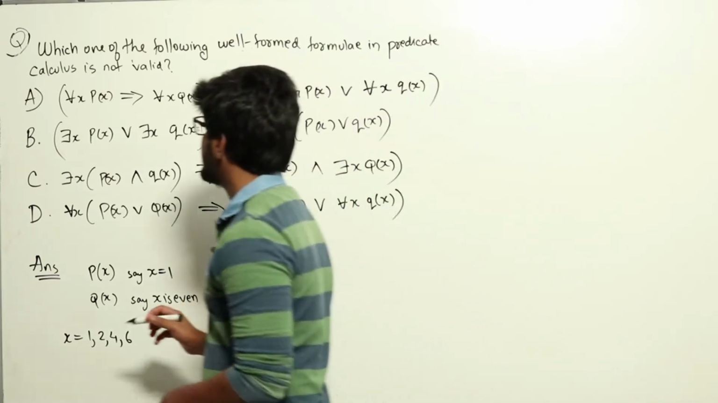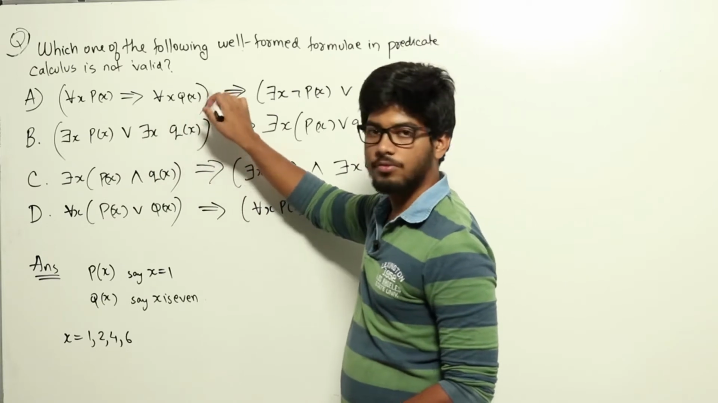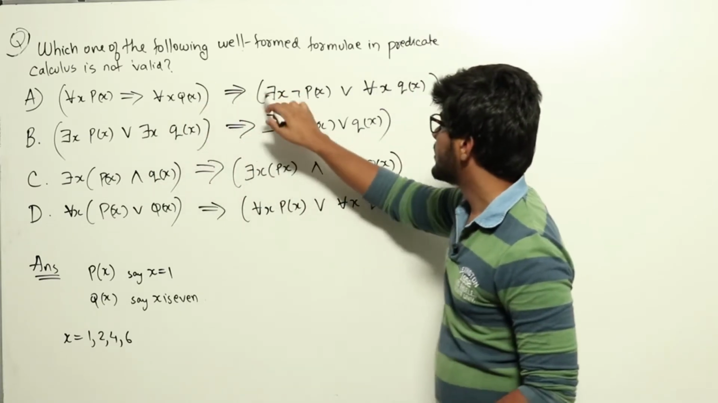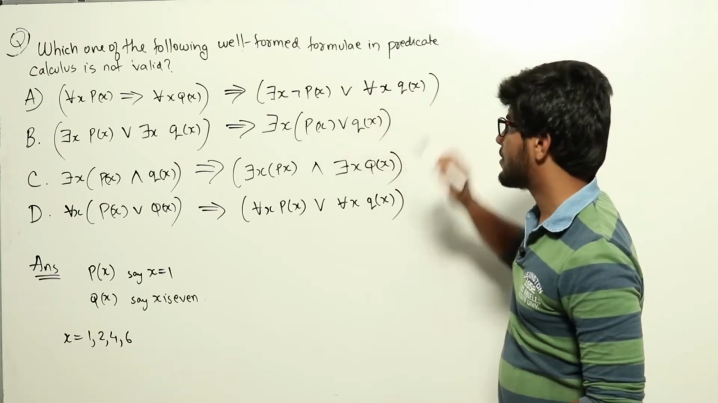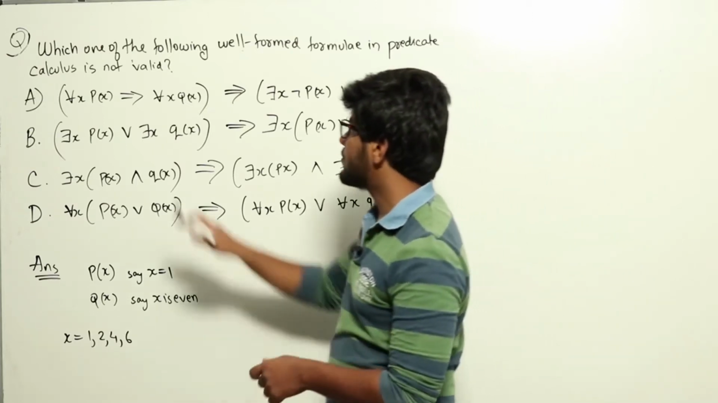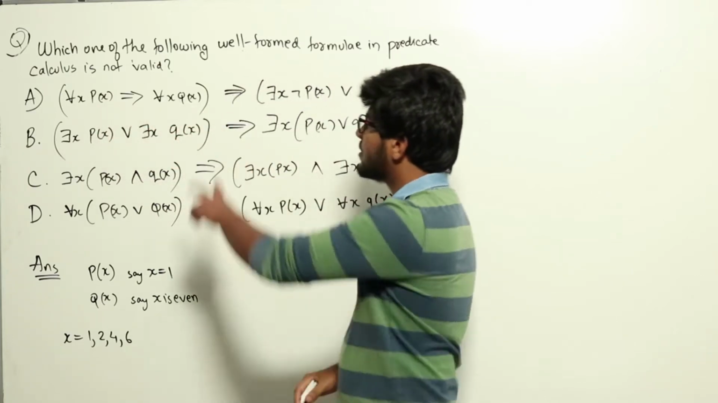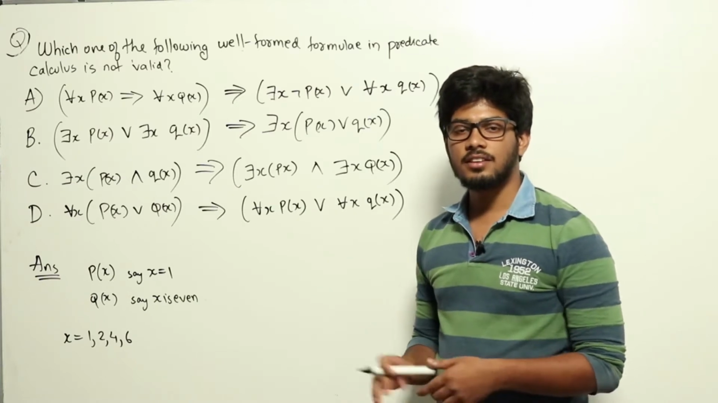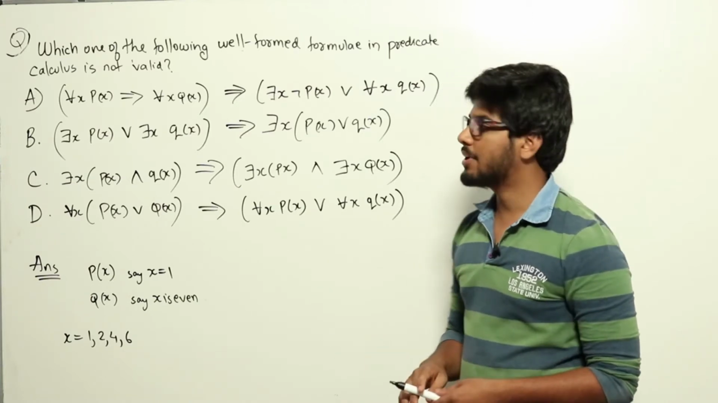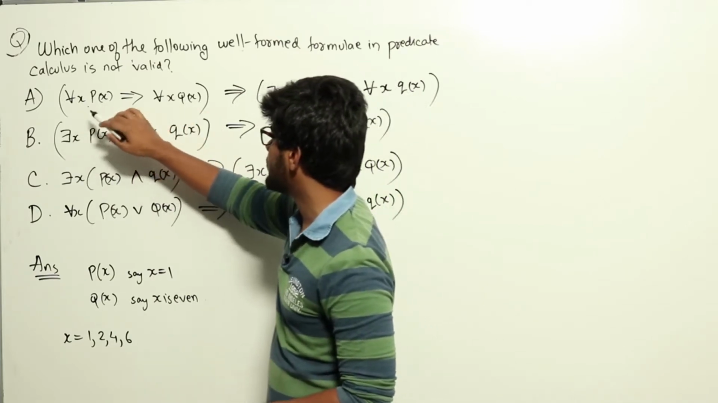The first one says that for all x p of x implies for all x q of x, which will imply there exists x negation of p of x or for all x q of x. Now looking at the first part, for all x p of x implies for all x q of x, this is of the form A implies B. Now A implies B we can write in the form of negation of A or B as well.